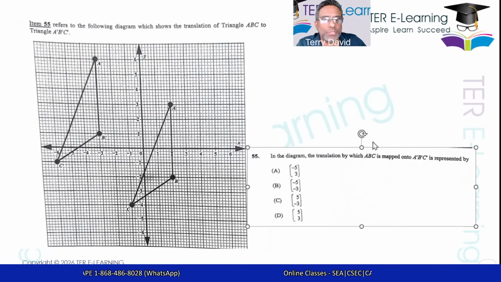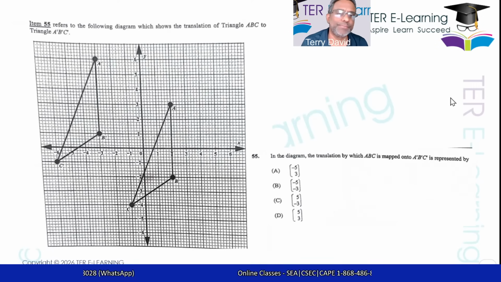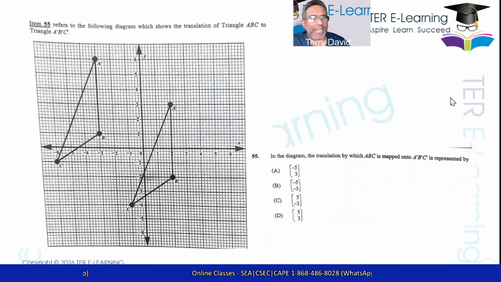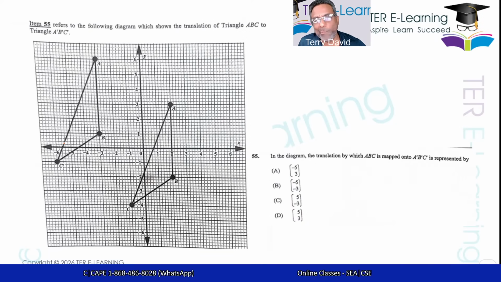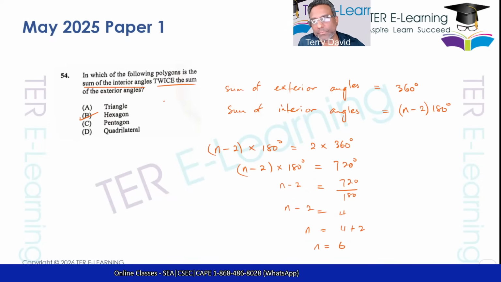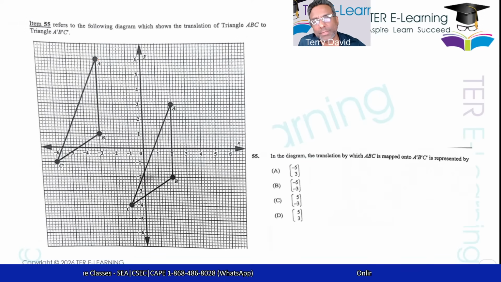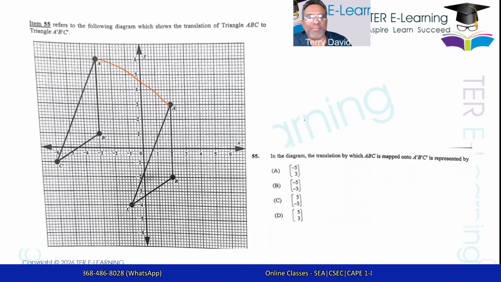What they want here now. So we have a translation. So in the diagram, the translation ABC is mapped onto A prime, B prime, C prime. Right, so where is E? So we're going this way. Right, so we need to figure out what's that vector there.